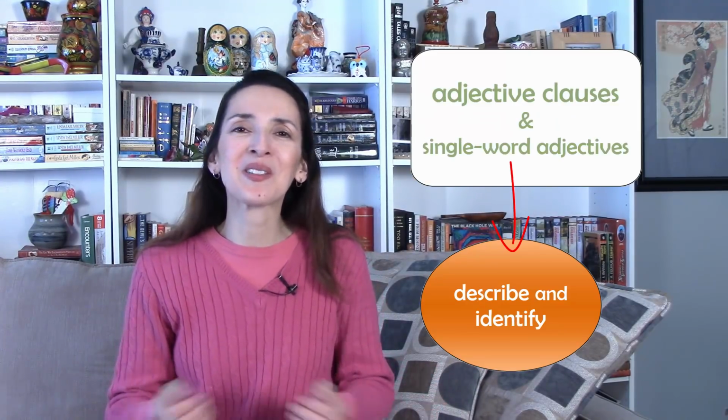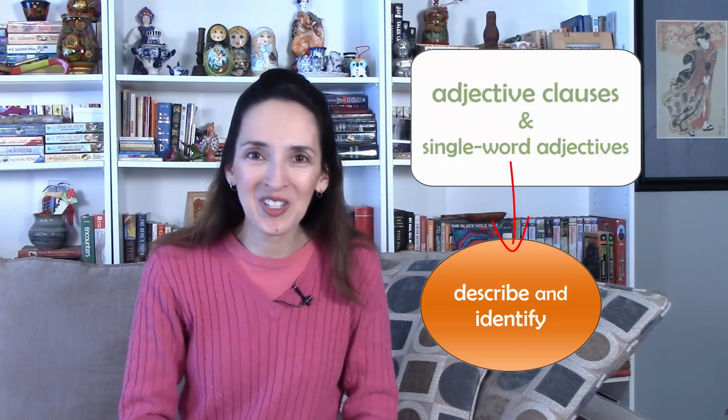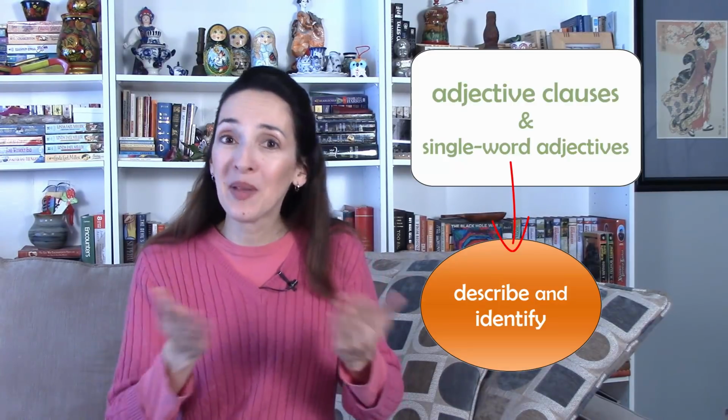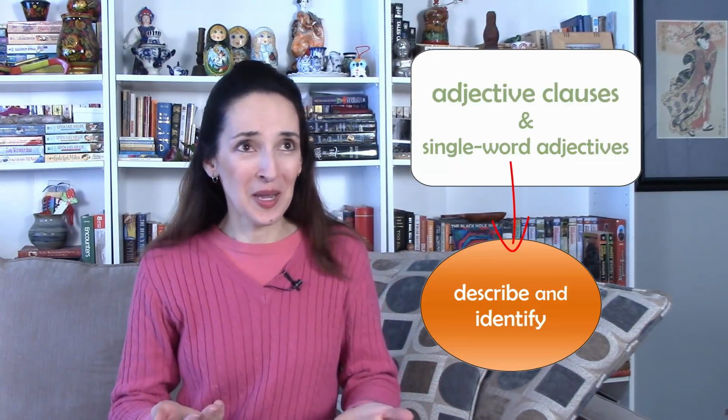We use an adjective clause to do what adjectives do best. They describe or identify people or things. When we talk about function, adjective clauses are just like single-word adjectives. They describe and identify. For example, a cold day, a strong wind, my hat.